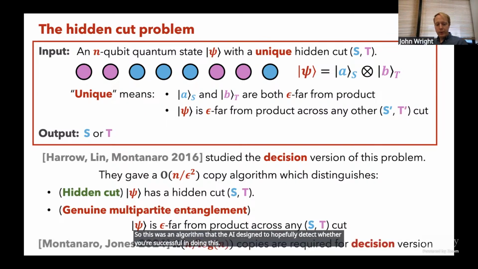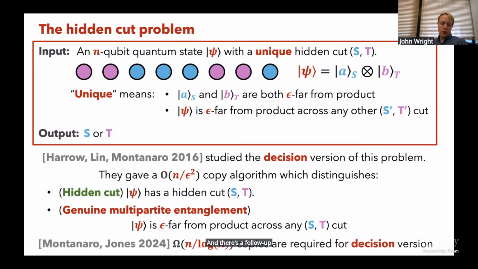And there was a follow-up work just last year, actually, by the same Montanaro and Jones, and they gave a nearly matching lower bound for this problem. So they showed that in the case when epsilon is a small constant, then for this decision version of the problem, n over log n copies are required. Okay. So this almost matches, up to this log n factor, the upper bound that they showed.